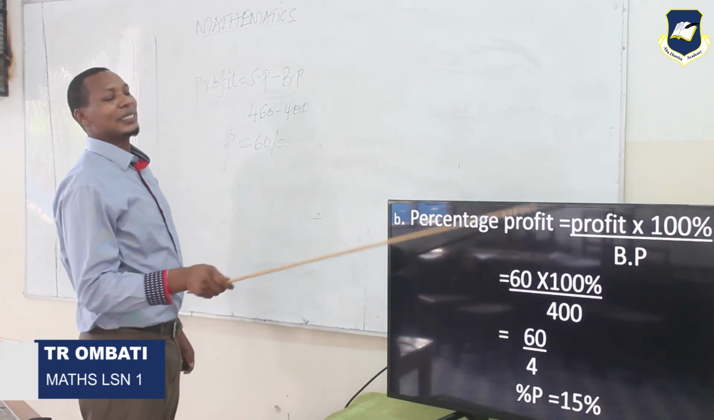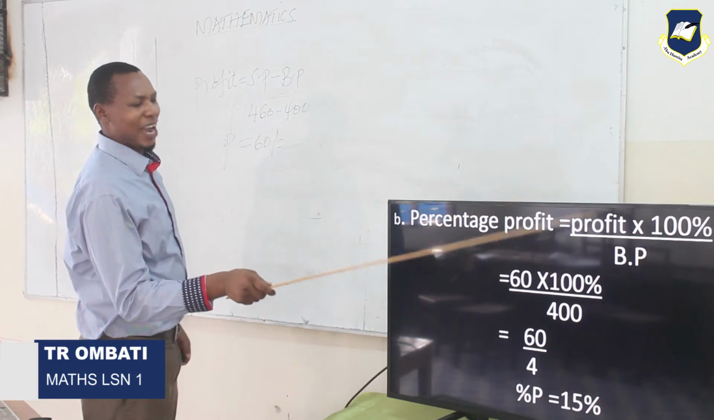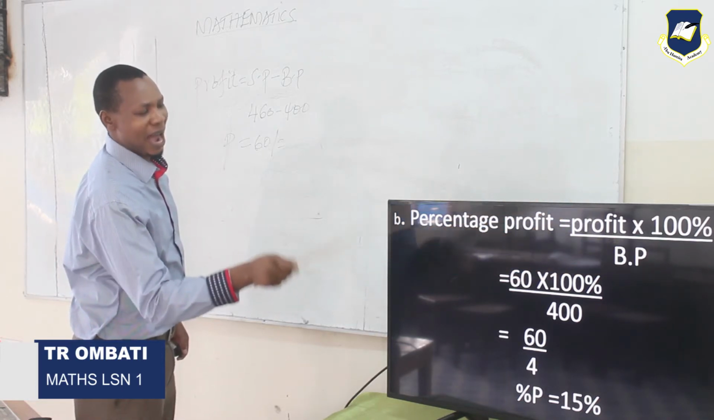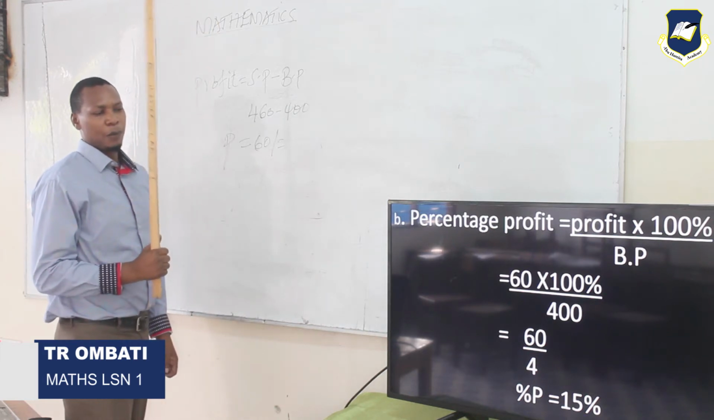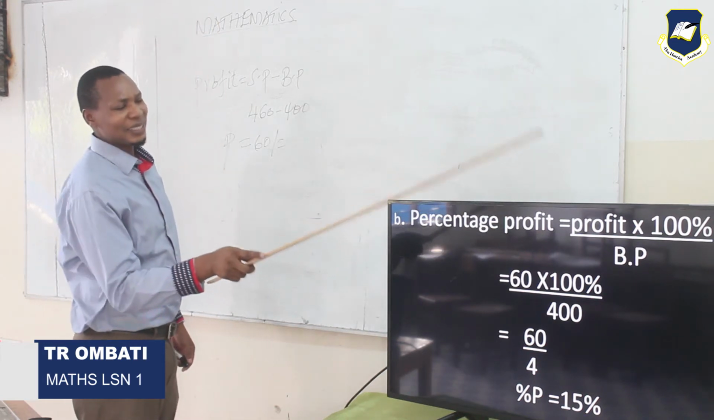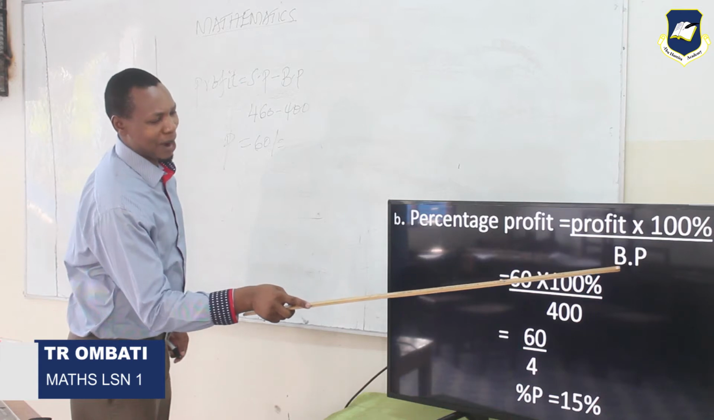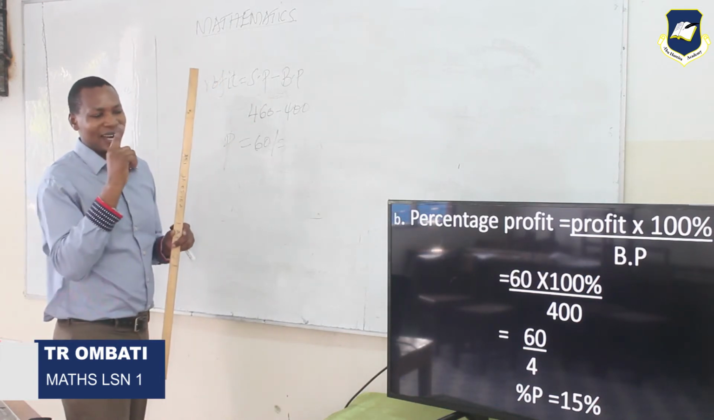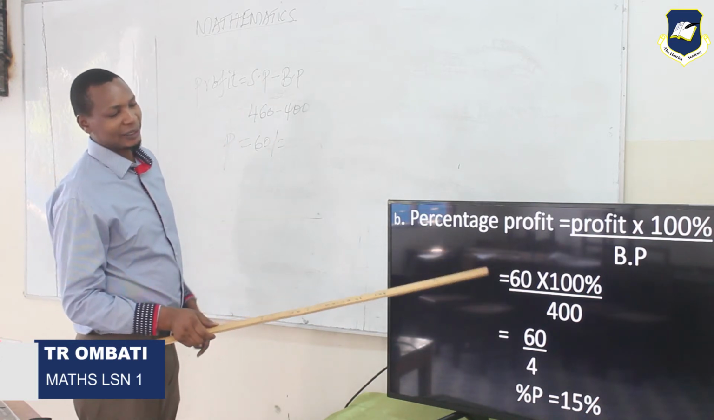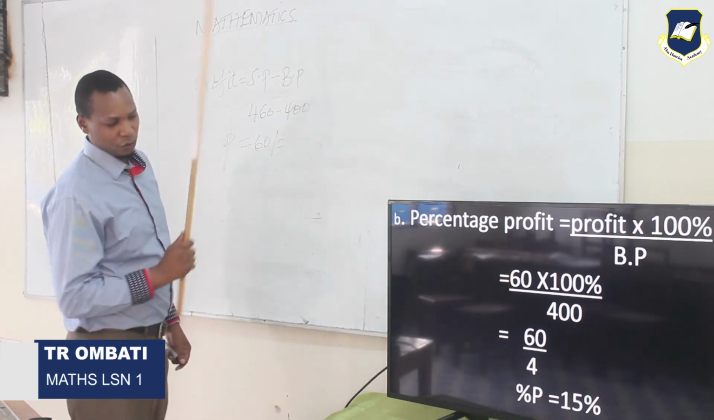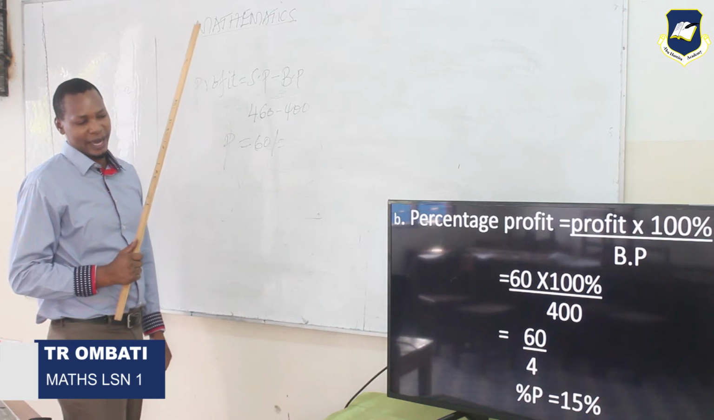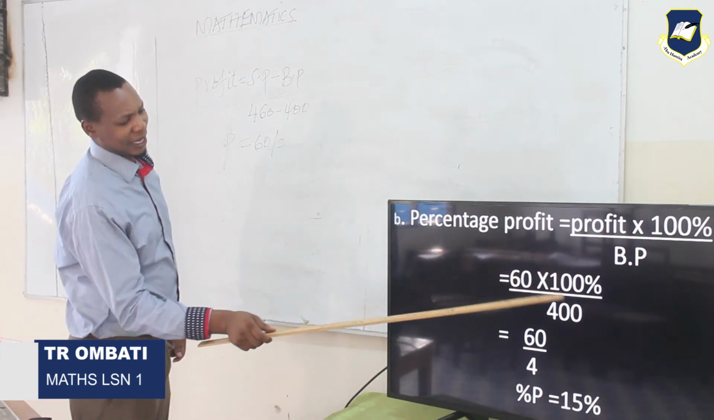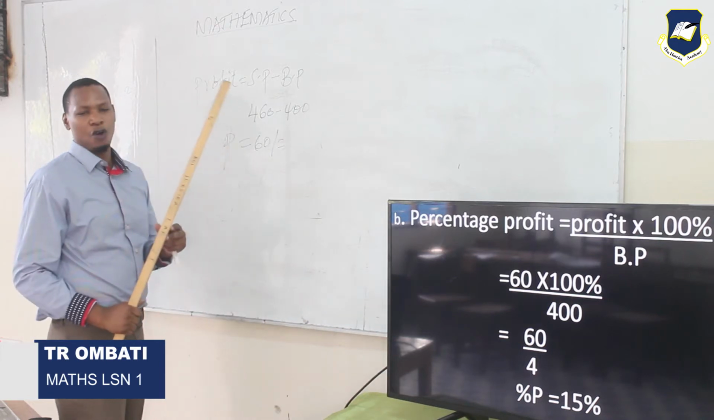Percentage profit is the profit divided by the buying price multiplied by 100%. So in our case, our profit was 60, which we found in part A above. That is multiplied by 100% divided by 400.